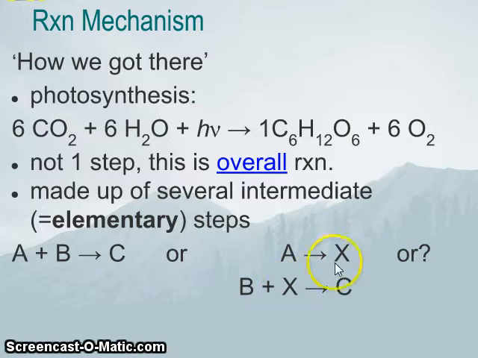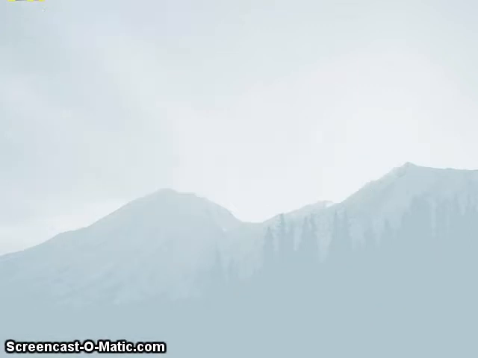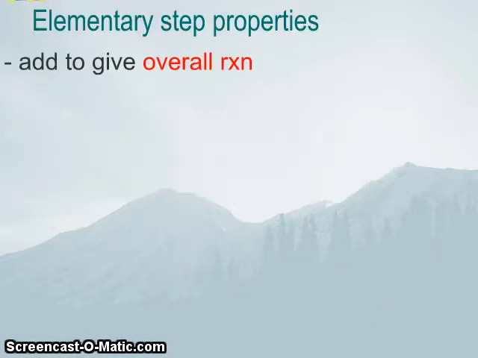If we have no proof that X is ever there for any period of time, then this is not the reaction mechanism. But that does not prove that this is the reaction mechanism, because we can come up with a whole bunch of different ones, right? So I put "or question mark", meaning, again, we can come up with theoretically an infinite number of reaction mechanisms.